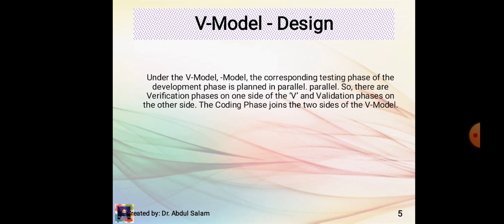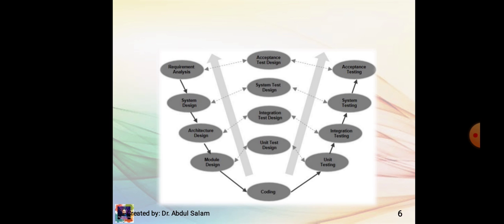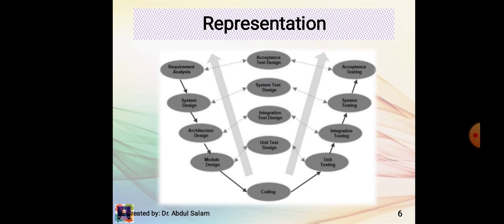V model design. Under the V model, the corresponding testing phase of the development phase is planned in parallel. So, there are verification phases on one side of the V and validation phases on the other side. The coding phase joins the two sides of the V model. Representation.